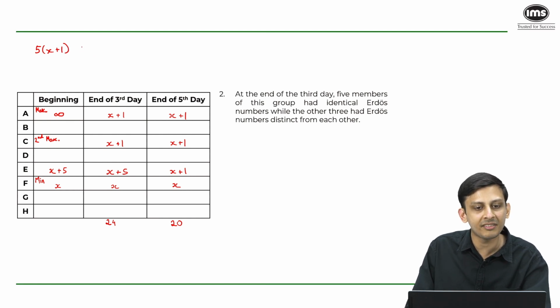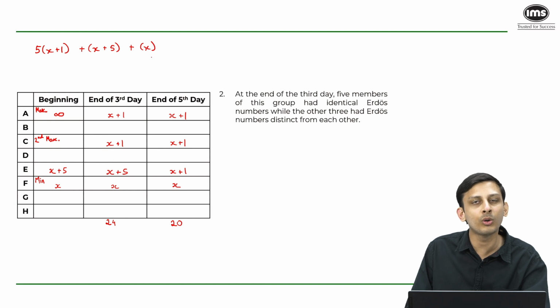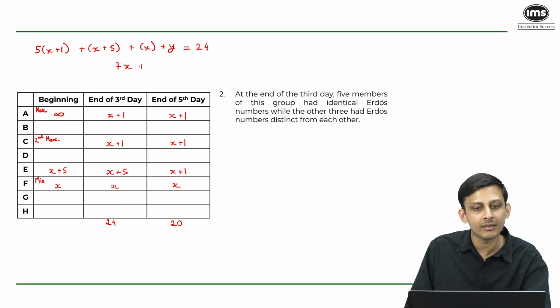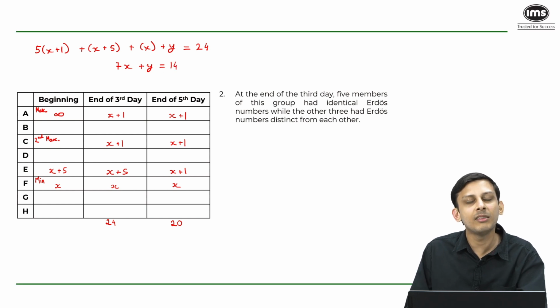Then 1 person will have x plus 5, then 1 person will have x. So these are 7 people accounted for so far. And then the last person, we don't know what it will be, so just take a different variable y. And the sum here will be 24. If we start solving this, we will get 5x plus x plus x, that will be 7x plus y. On the left hand side, we'll get 5 plus 5, which will be 10. 24 minus 10 will be 14. So we are getting an equation in 2 variables: 7x plus y is 14.